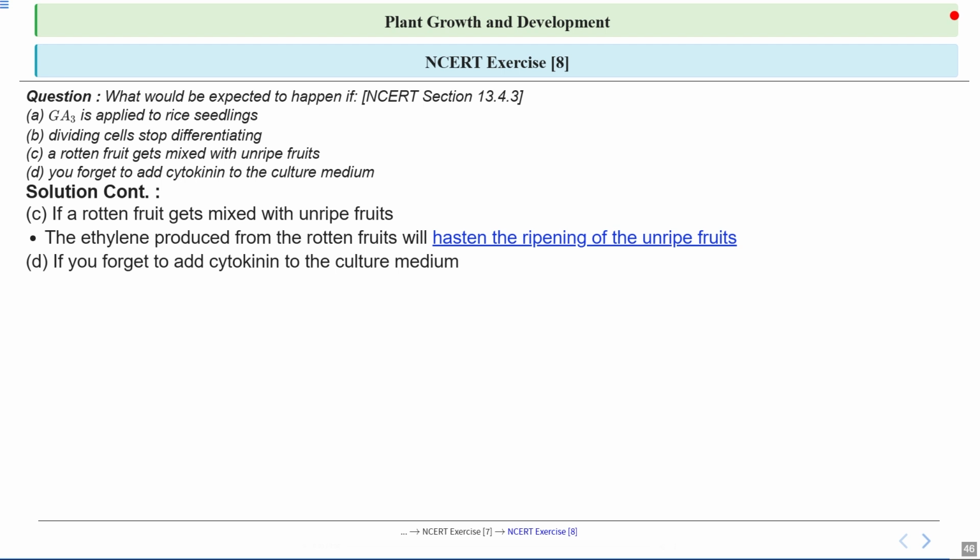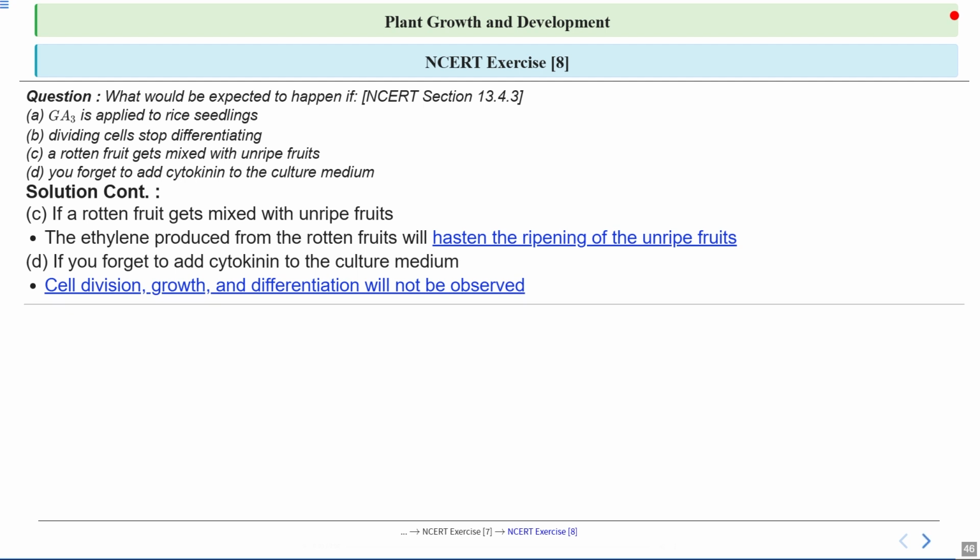Let's look at the scenario. What happens if you forget to add cytokinin to the culture medium in a plant tissue culture experiment? Without cytokinin, C for cytokinin, C for cell division, you won't be able to see cell division, growth, or cell differentiation in the culture medium. It's like trying to grow a plant without giving it the signals it needs to multiply or develop.